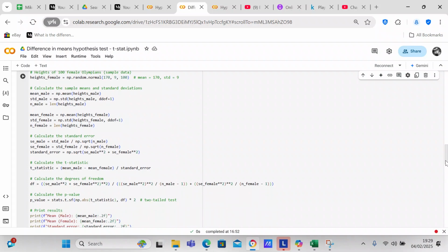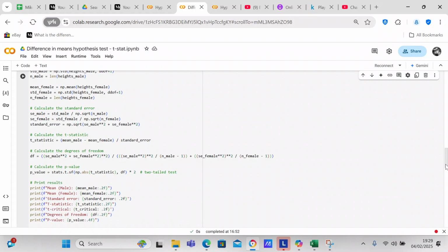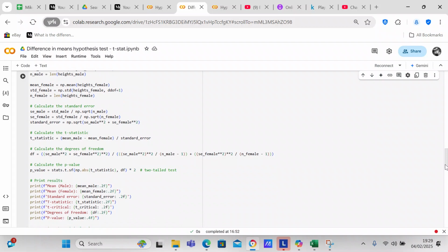So now what we're going to do is calculate the sample means with the standard deviation. The mean_male equals np.mean(heights_male). std_male equals np.std(heights_male), and degree of freedom equals 1. And n_male equals the length of heights_male. And then we do the same thing for the female. So we get the mean_female, the std_female, and the n_female.